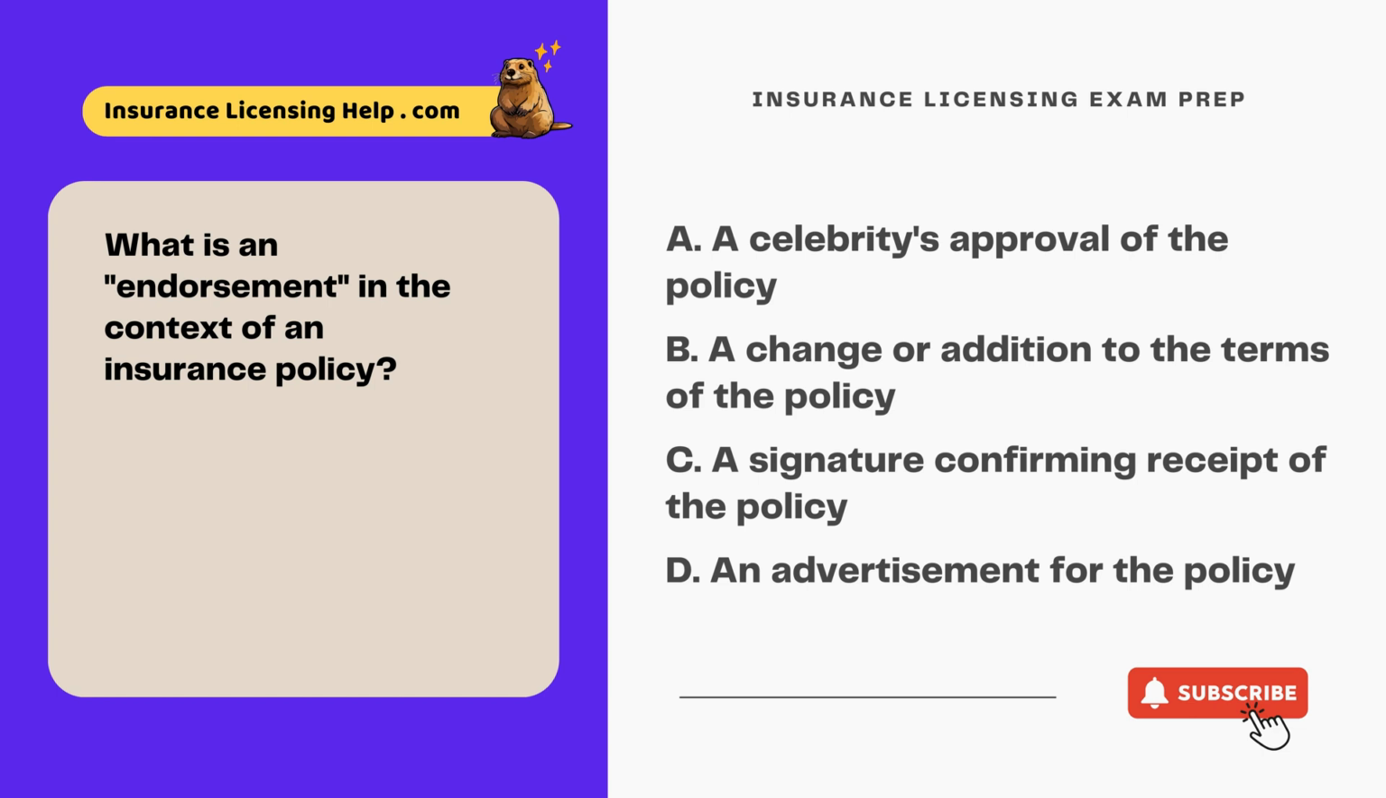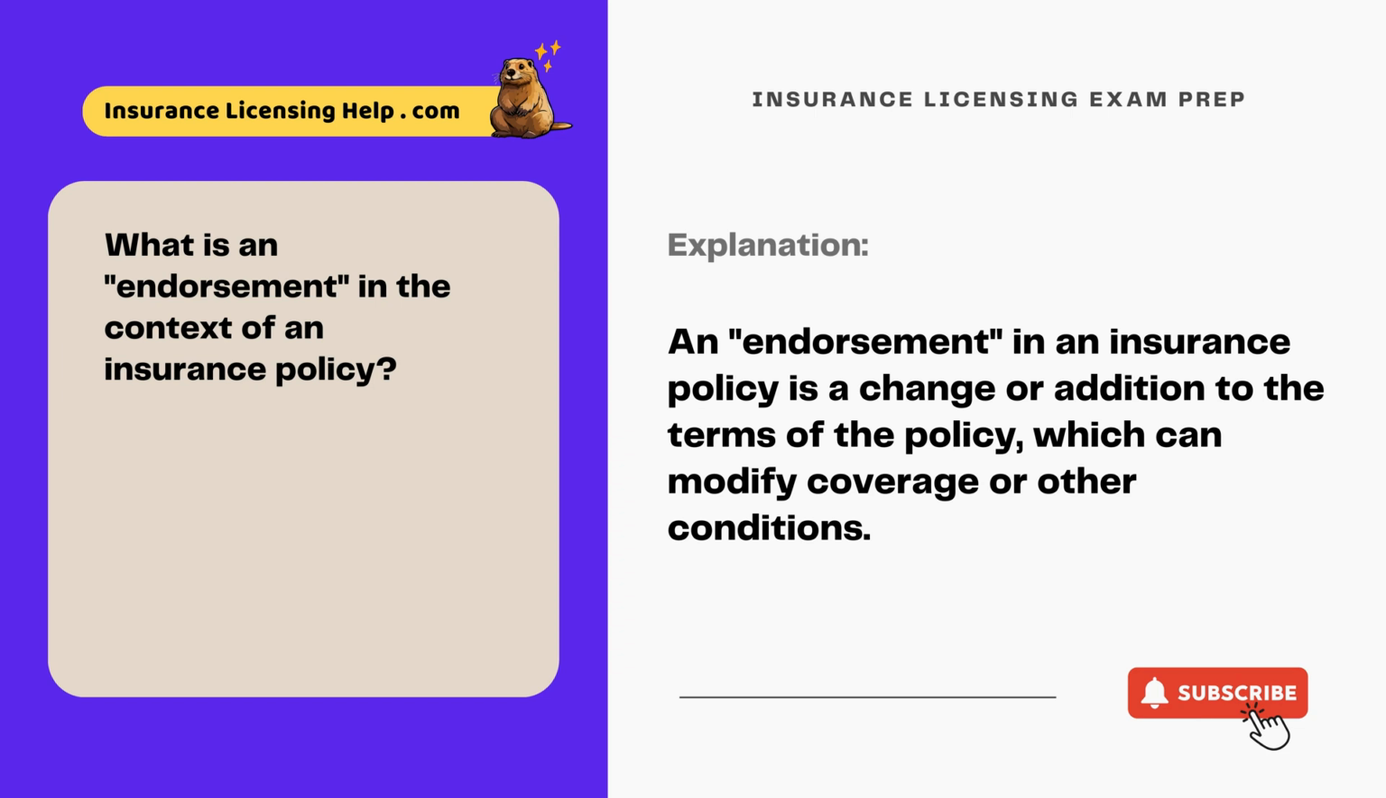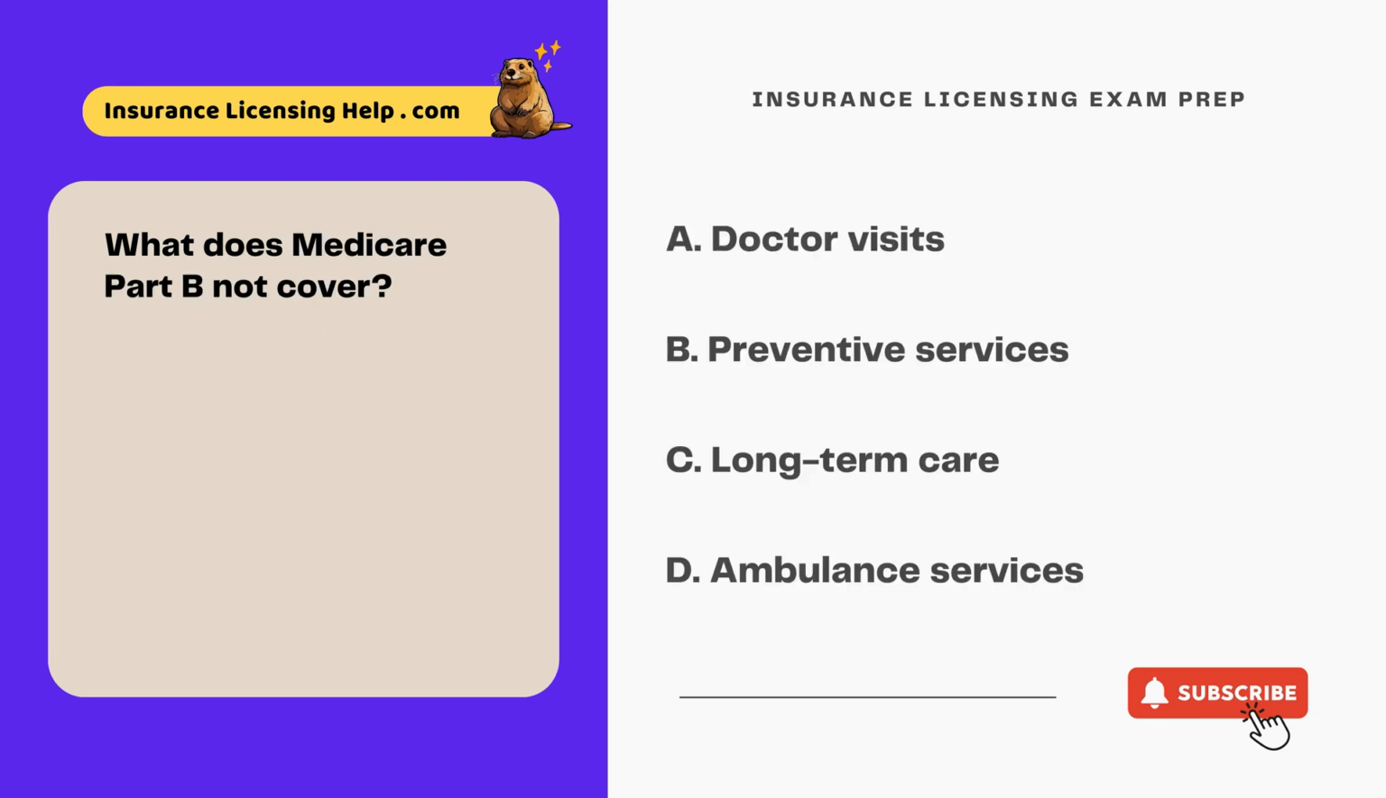C. A signature confirming receipt of the policy. D. An advertisement for the policy. The correct answer is B. A change or addition to the terms of the policy. An endorsement in an insurance policy is a change or addition to the terms of the policy, which can modify coverage or other conditions. What does Medicare Part B not cover?